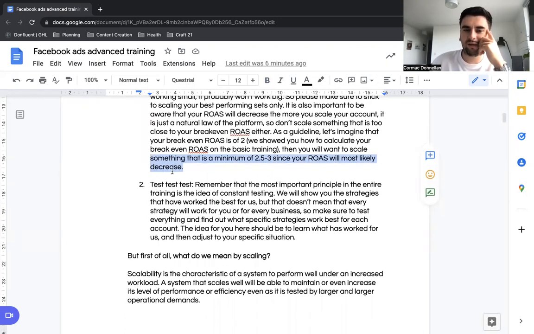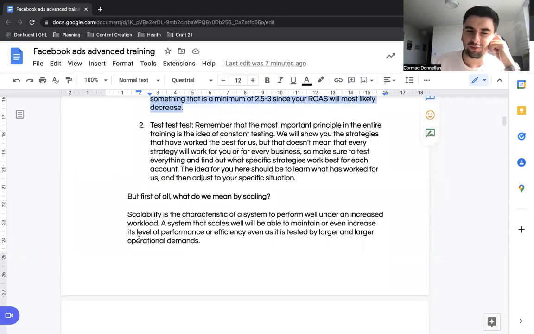Test is the second part of it. Remember that the most important principle in the entire training is the idea of constant testing. We'll show you the strategies that have worked best for us, but that doesn't mean that every strategy will work for you or for every business. So you really have to find out what works for a business. As you said, there's no real right or wrong way to do it. There are maybe ways that work better for a particular company, but ultimately there is no definitive answer as to what works and what doesn't. It's about figuring out what works for that particular company at a particular time. So the idea here should be to learn what has worked for us and then adjust to your specific situation.